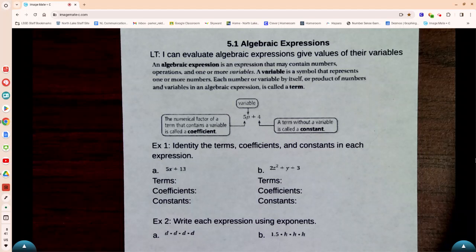Can I have a volunteer read the learning target where it says LT, please? Swara?